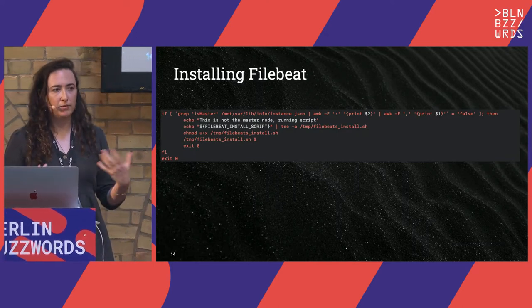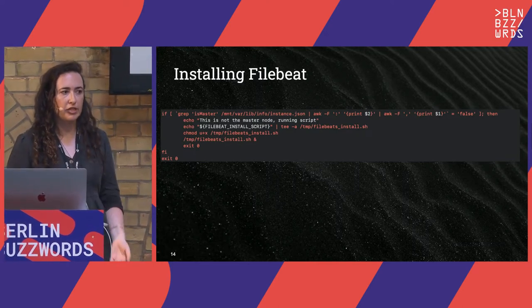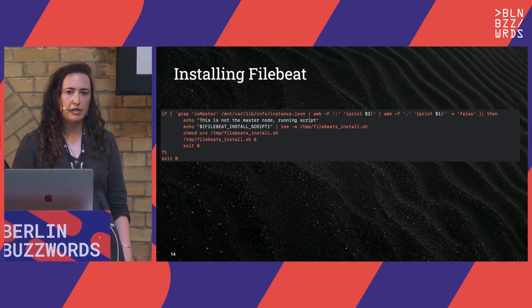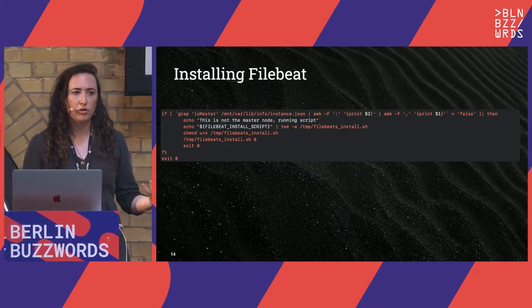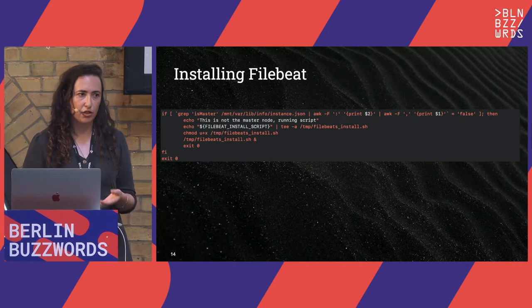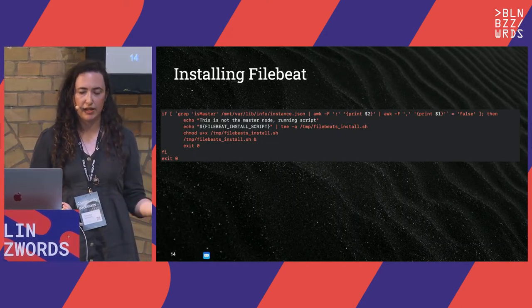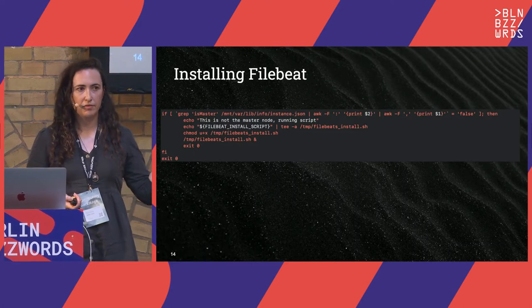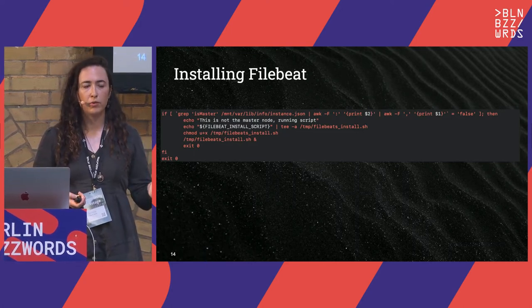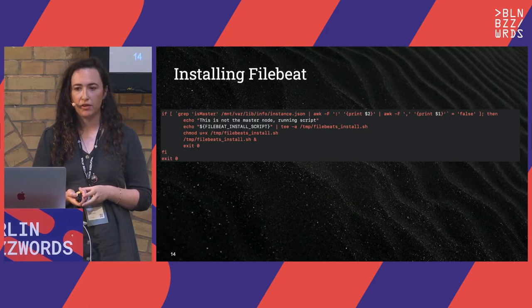Luckily for us, AWS do provide us with a lot of information, a lot of metadata about the EC2 servers in the EMR, one of which is whether it is a master node or not. So we can just grab it out of the instance JSON file, just as we did right here.